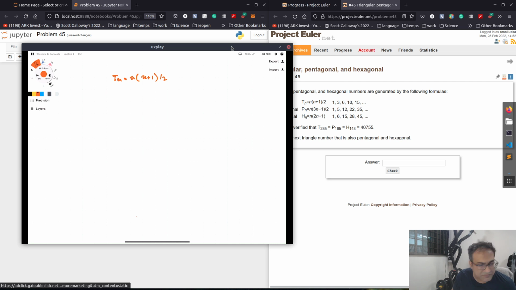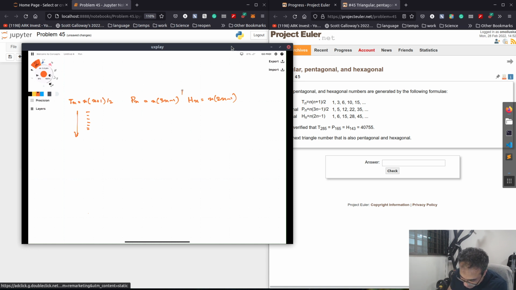We have Pn equals n times 3n minus 1 by 2, and we have Hn equals n times 2n minus 1. So those are just the three different types of numbers. Given a series of n, we are going to get a series of triangular numbers, and we have to check whether that triangular number is a pentagonal number.